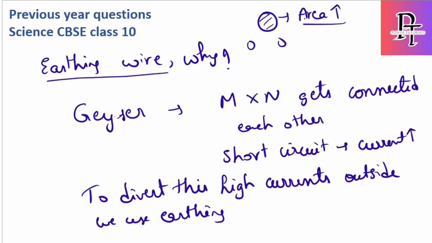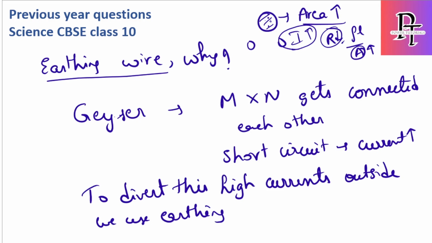So what is the resistance formula? R is equal to rho L by A. If area is high, resistance is low. Resistance is low, current is high. So whatever the high current is there, it will directly go to this large hole, because this hole has less resistance. As there is less resistance, whatever the current is there, it will go to this hole.